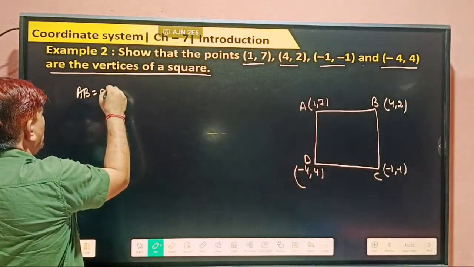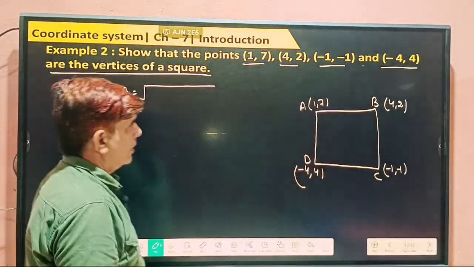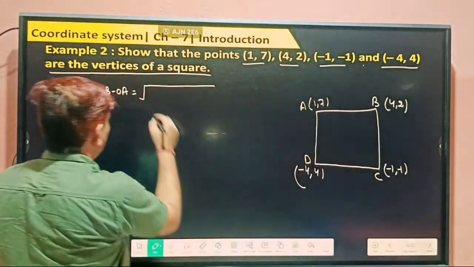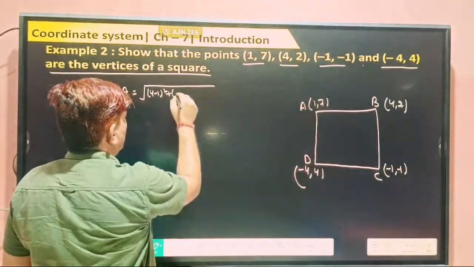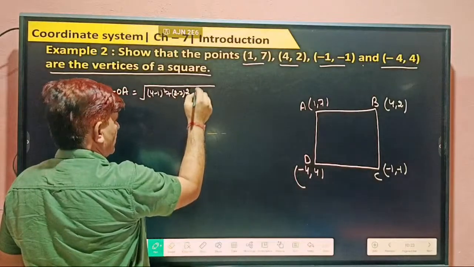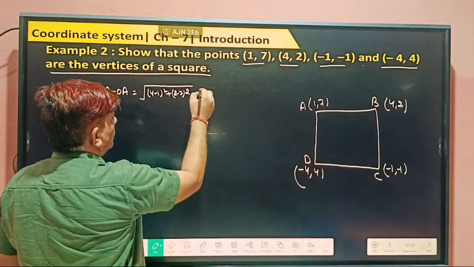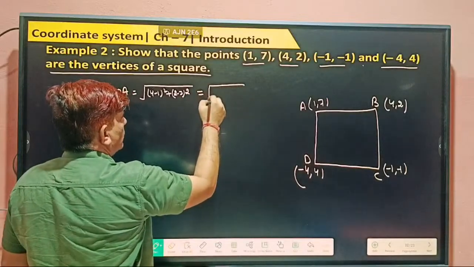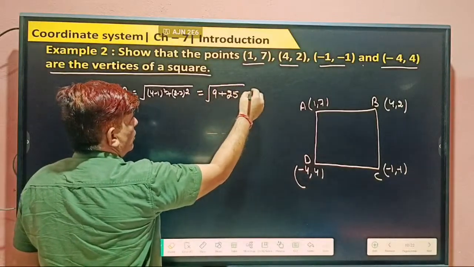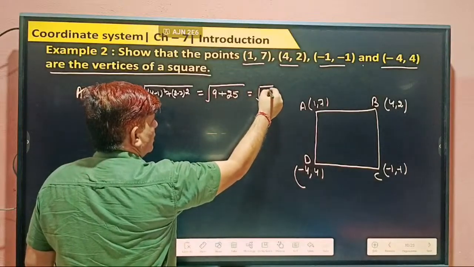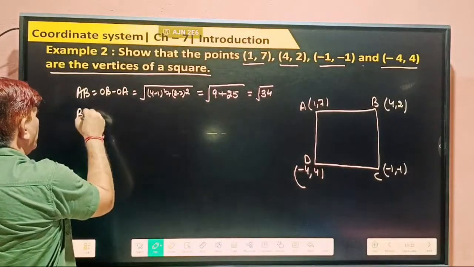AB equal to OB minus OA. So what is this? AB is the square root of (4 minus 1) whole square plus (2 minus 7) whole square. 4 minus 1 is 3, 3 threes are 9, 2 minus 7 is minus 5, its square is 25. So if you solve it, this is the square root of 34. Yes or no?